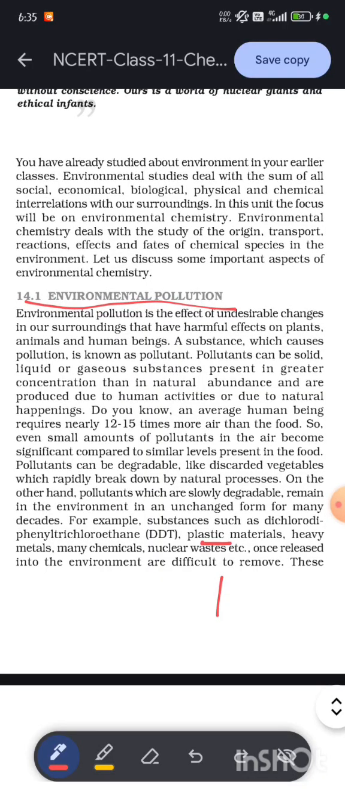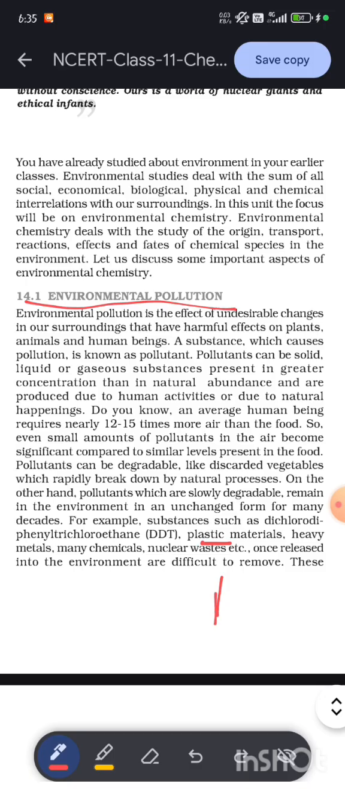Do you know an average human being requires nearly 12 to 15 times more air than food? So even small amounts of pollutants in the air become significant compared to similar levels present in the food. Pollutants can be degradable, like discarded vegetables, which rapidly break down by natural processes. On the other hand, pollutants which are slowly degradable remain in the environment in an unchanged form for many decades.